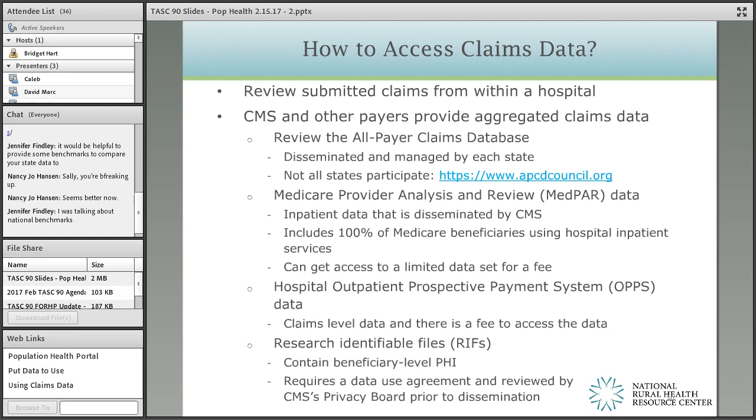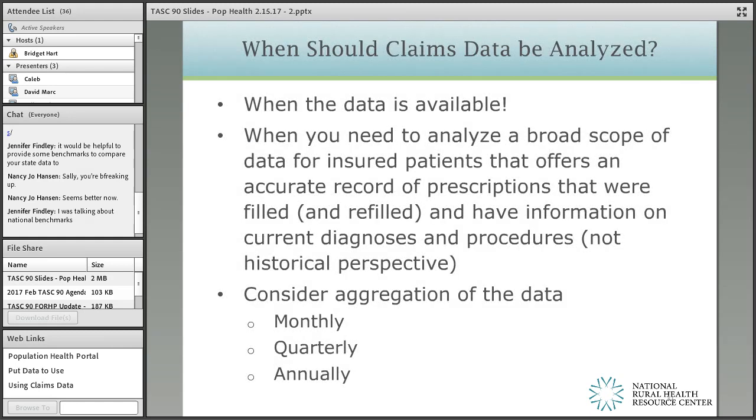So to access claims data, organizations have several options. Claims data can be reviewed internally, looking at your own organization's claims submissions, but there are other sources of claims data that you can explore. CMS and other payers provide aggregated claims data that can be accessed by healthcare organizations. Some of these data sets are freely available, and others you can access through other sources, and they may require a fee for access, and at times may require something like a data use agreement.